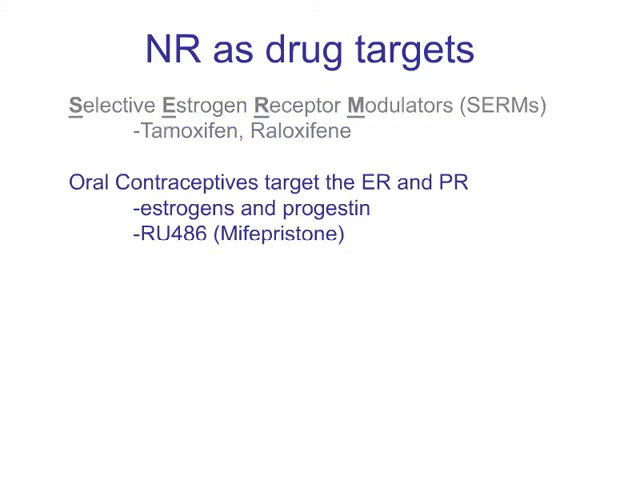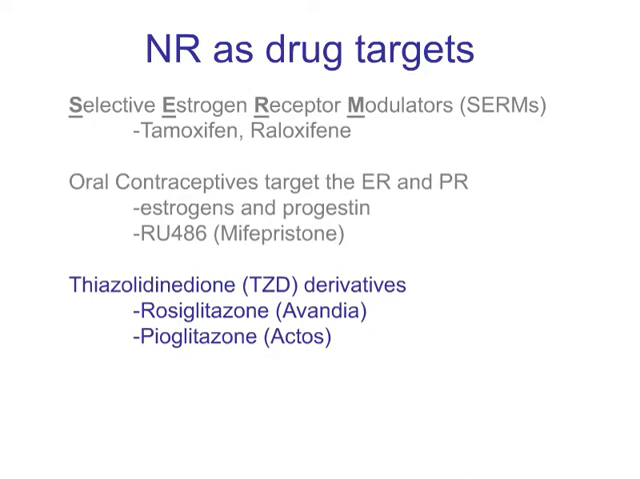Oral contraceptives, which are combinations of estrogen and progestin, target the estrogen receptor and progesterone receptor, respectively. Antagonists of the progesterone receptor, for example RU486, have been developed as emergency contraceptives. The TZD derivatives, rosiglitazone, or Avandia, or pioglitazone, Actos, are used as anti-diabetic drugs.